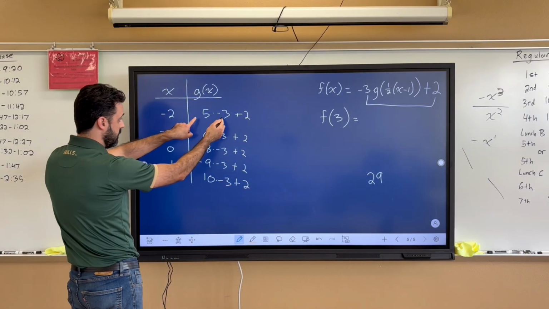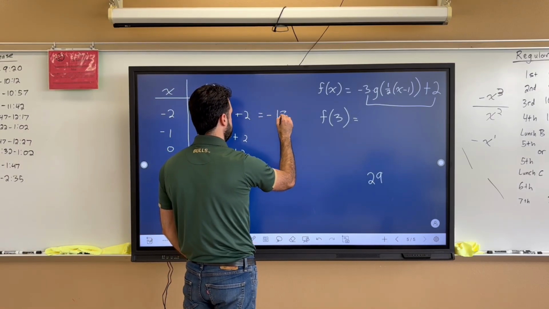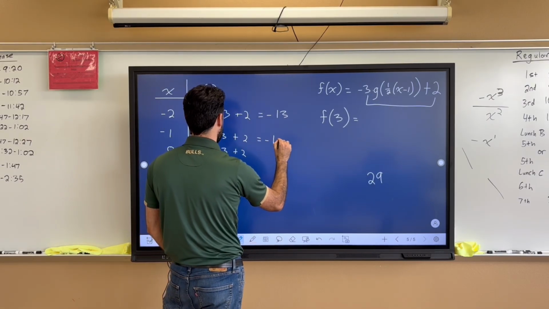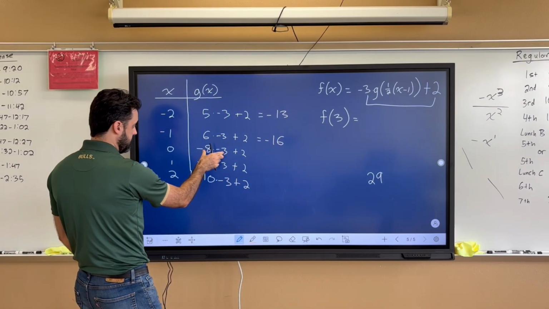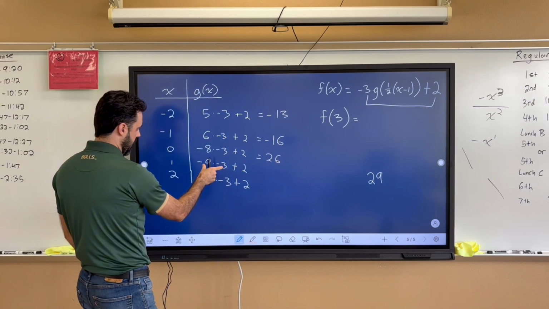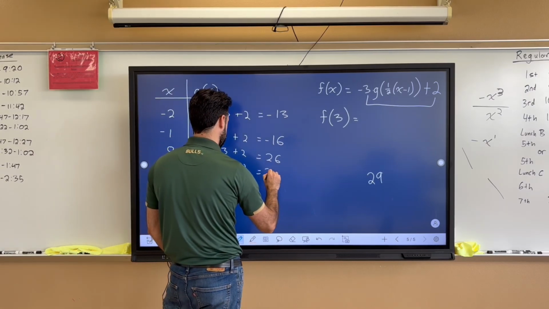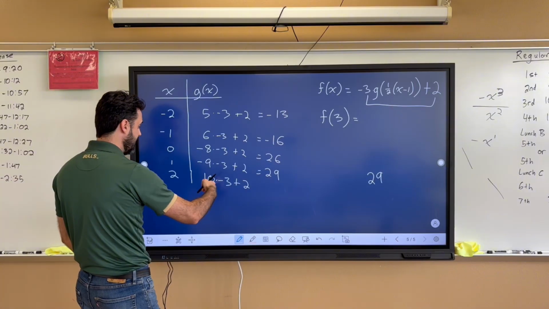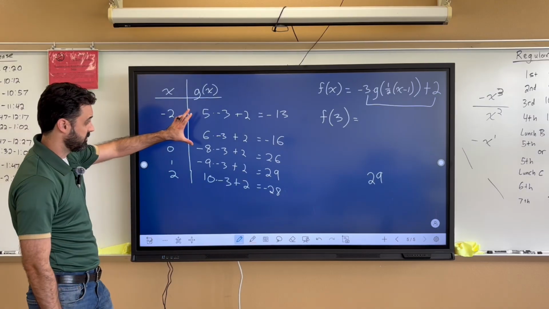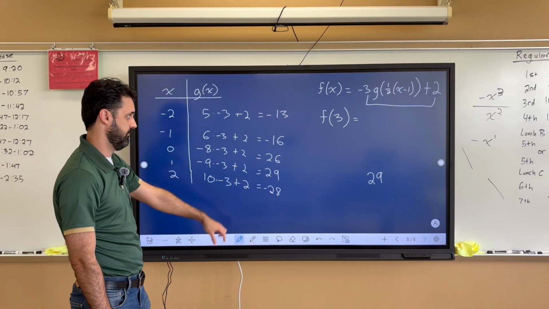All right, so if we do that, we multiply first, and then we add. So that would give us negative 15 plus 2, so that's negative 13. This would give us negative 18 plus 2, so negative 16. This would give us positive 24 plus 2, which gives us 26. This one gives us 27 plus 2, so 29. And then this gives us negative 30 plus 2, negative 28. All right, so that's what our new y values are going to be. The originals are right here, but we're multiplying them all by negative 3 and adding 2.